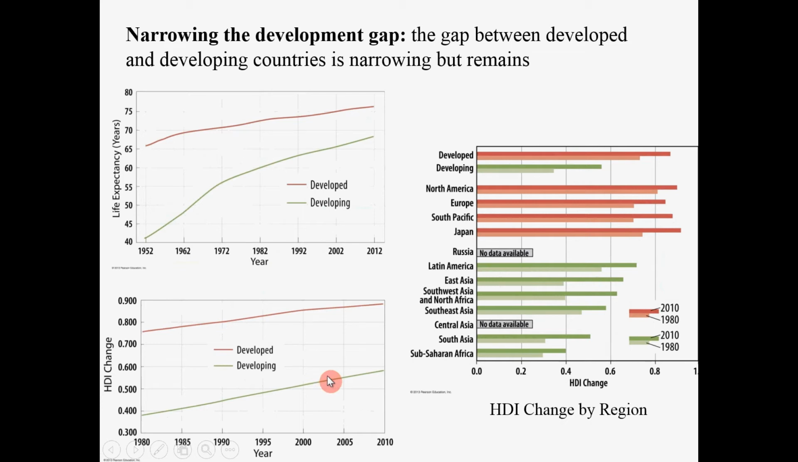So some developing countries seem to be catching up to developed countries when it comes to the gap between them measured by the Human Development Index. Of course, the gap still remains. There's still a way to go before the two parts of the world really converge.